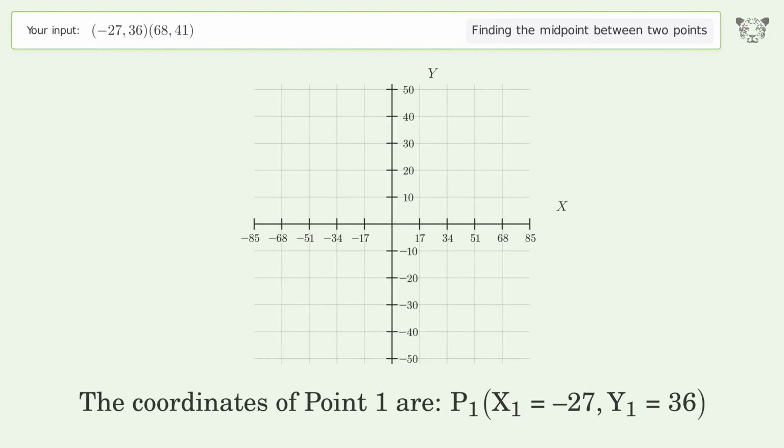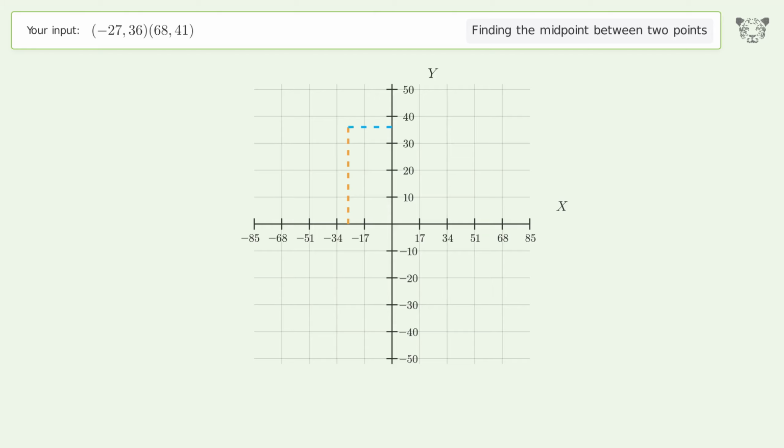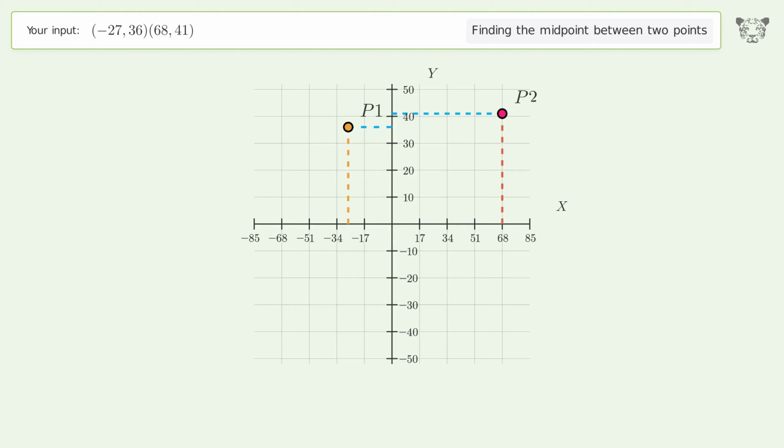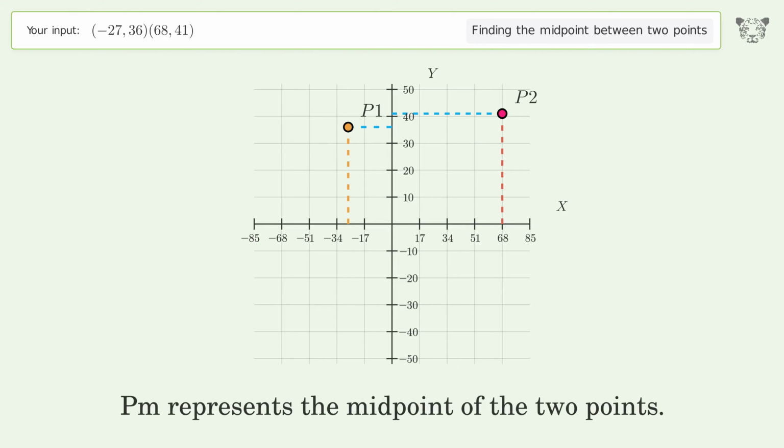The coordinates of point 1 are, x1 equals -27, y1 equals 36. The coordinates of point 2 are, x2 equals 68, y2 equals 41. PM represents the midpoint of the 2 points.